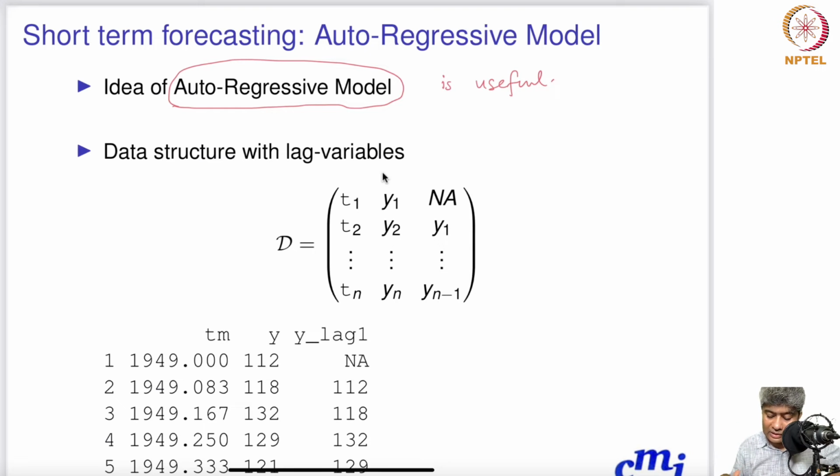So how does the data structure work? What you have to do is create a bunch of lag variables. We will start with one. This is my data: T1, T2, Tn, Y1, Y2, Yn. And then I create a lag of Y. What is the lag of Y? At time point 2, Y2 is being observed, and the lag variable is Y1.